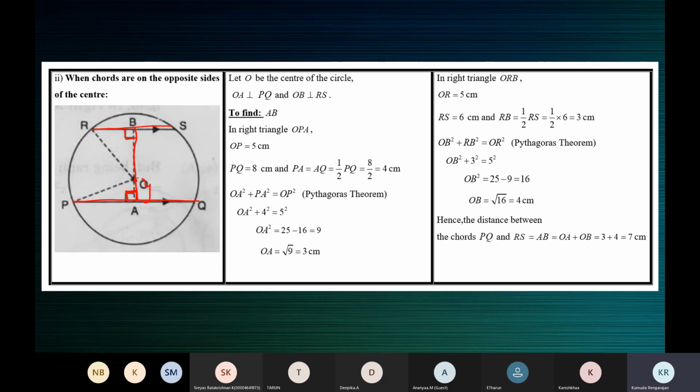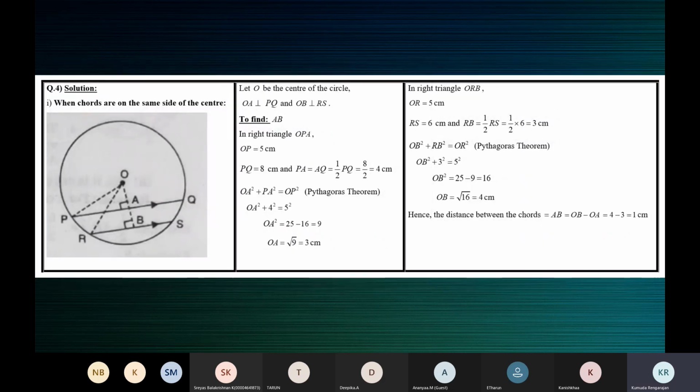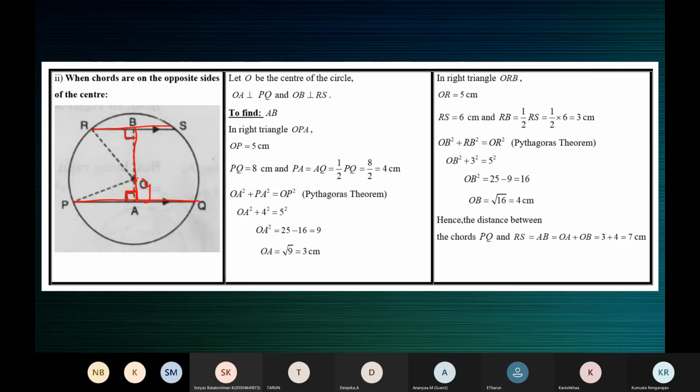I'll show you both the slides again. This is the first one, when the two chords are on the same side of the center. This is when chords are on the opposite side of the center.